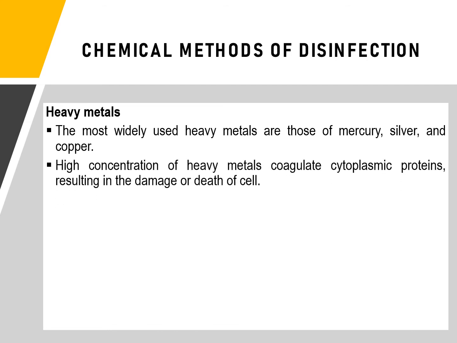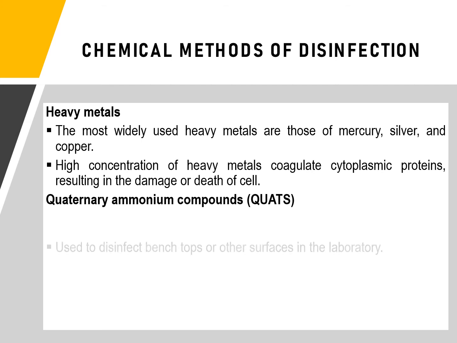High concentrations of heavy metals coagulate cytoplasmic proteins, resulting in the damage or death of the cell. Because mercury is toxic to the environment, heavy metals containing mercury are no longer recommended as a chemical method for disinfection. Aside from heavy metals, we also have the quaternary ammonium compounds, otherwise known as quats.